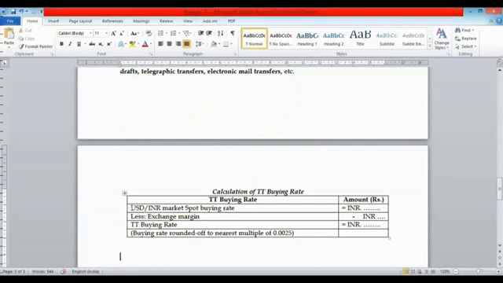This is the way in which you can write on the left hand side USD/INR. That means higher currency / lower currency, market spot buying rate, whatever the rate may be, less the exchange margin, and whatever you get, that will become your TT buying rate. Whatever you get in terms of rupees, you round off to a multiple of 0.0025. The rate that you get will be your TT buying rate.